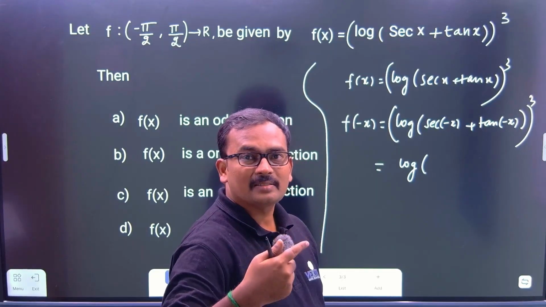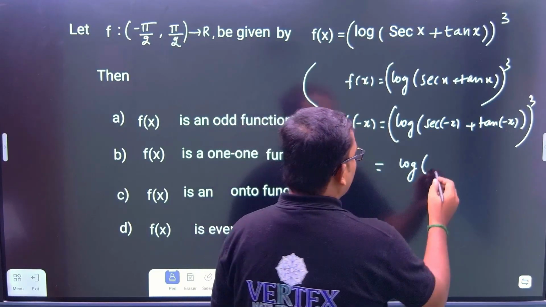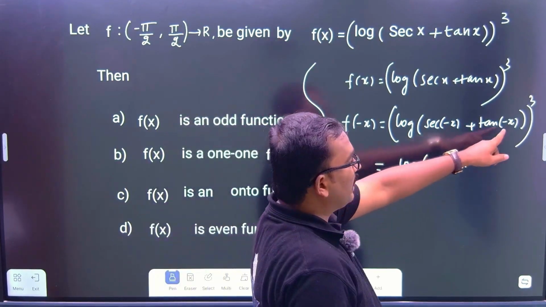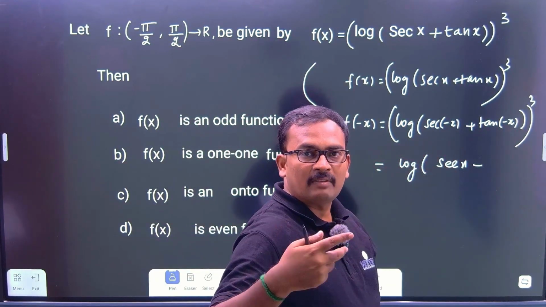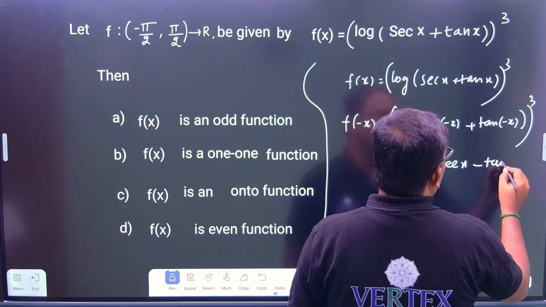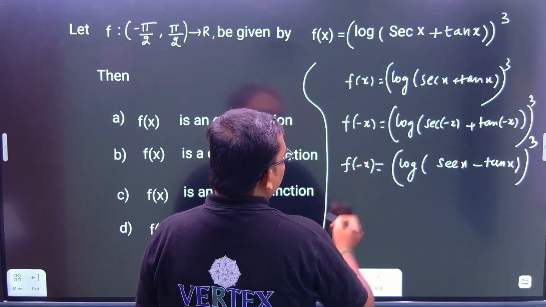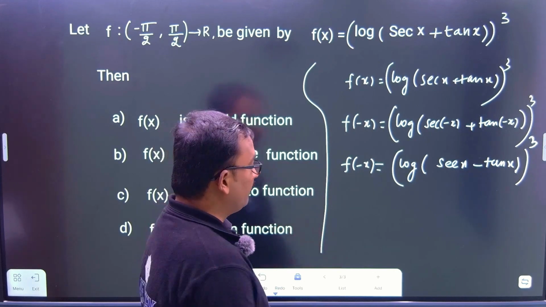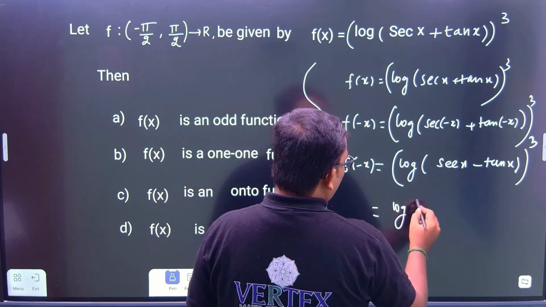So minus x lies in the fourth quadrant, secant will be positive, therefore secant x. Tan of minus x: minus x lies in the fourth quadrant, tan will be negative, therefore minus tan x. Understood? Okay, this is f of minus x. Now, how to check whether f of minus x equals minus f of x or f of x? How to check?